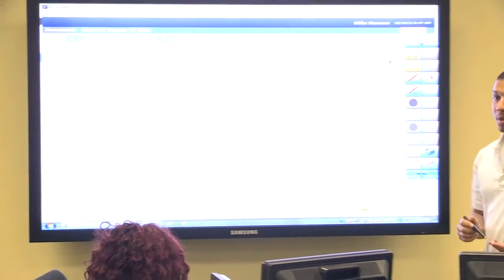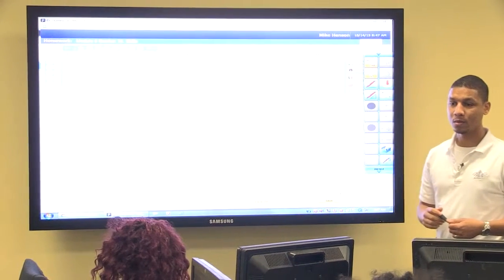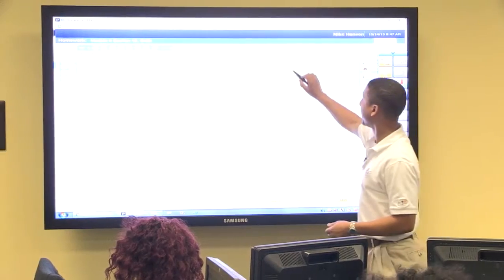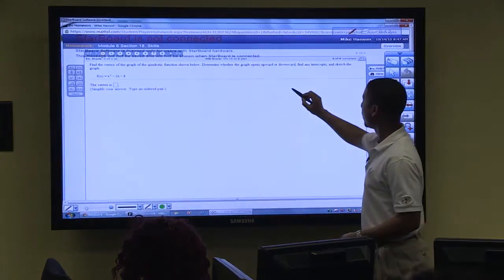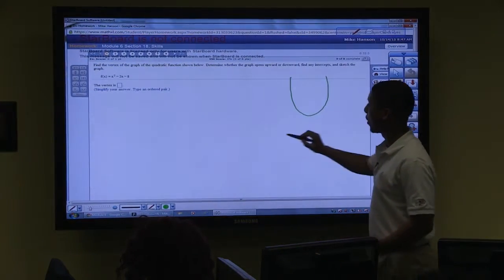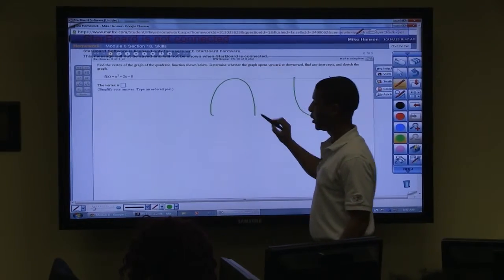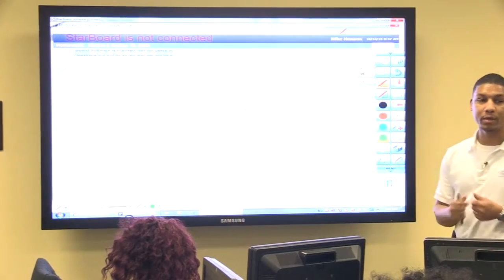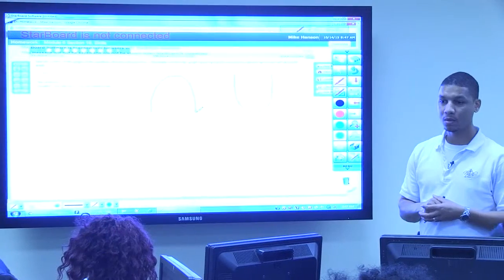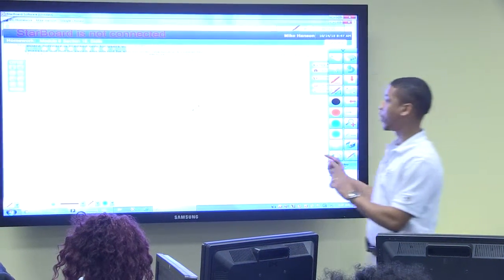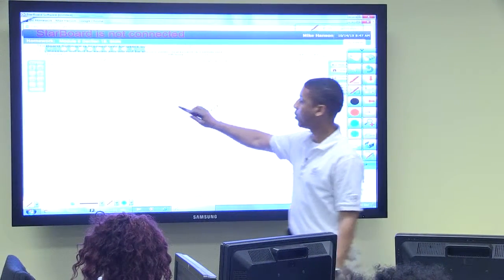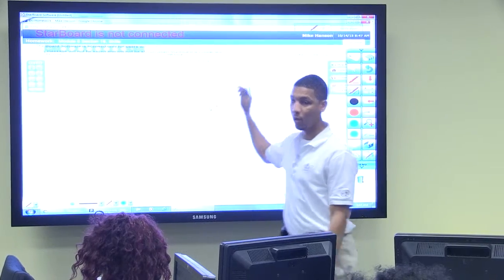Does anybody know what a parabola looks like? Isn't it like a U shape? We have a U shape going like this, or it can go like this. Can anybody tell me the difference between the two? As far as the directions, how do you know whether it opens downward or upward?